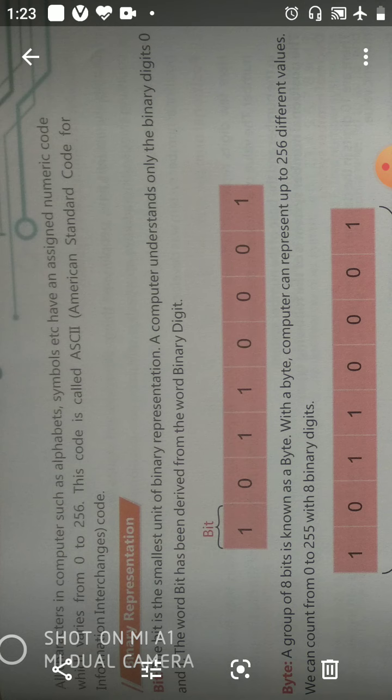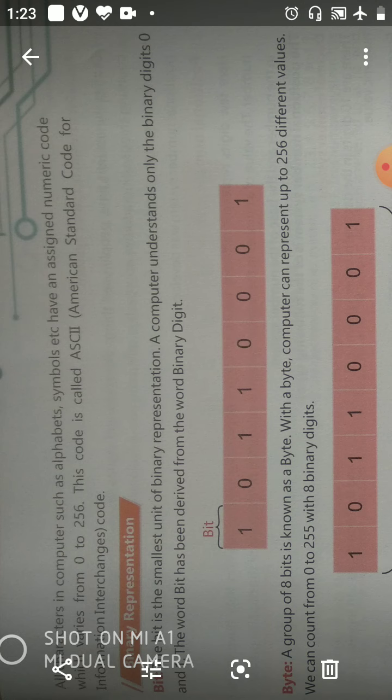Then byte. Just like how we measure distance in millimeter, centimeter, meter, then kilometer, likewise computer memory is measured in terms of bits and bytes. So bit is the smallest unit. Then comes the byte. A group of 8 bits is known as a byte. When 8 different bits come together, it forms a byte.